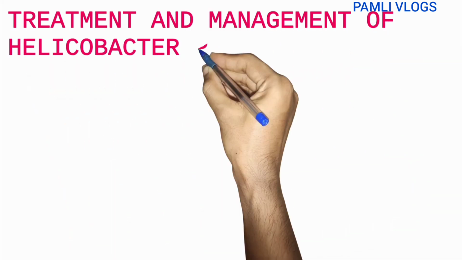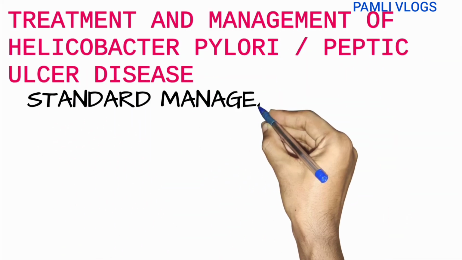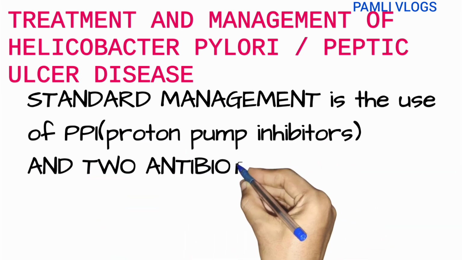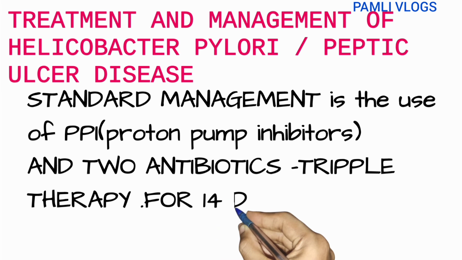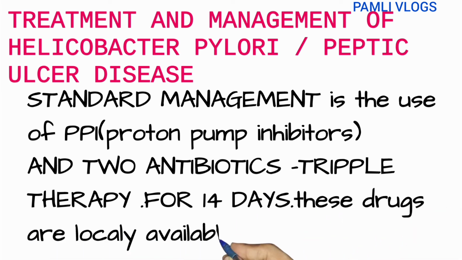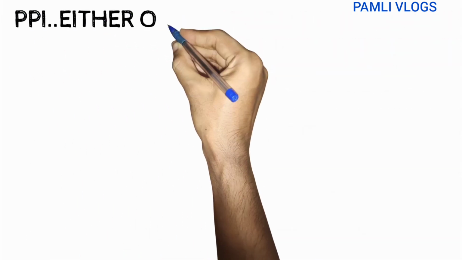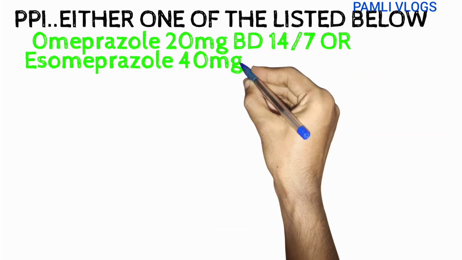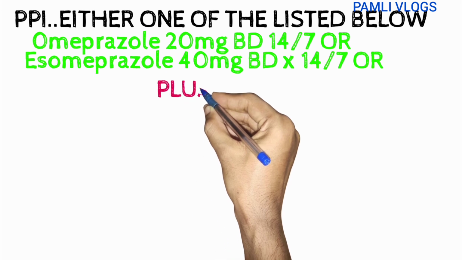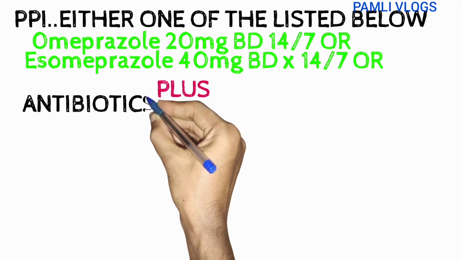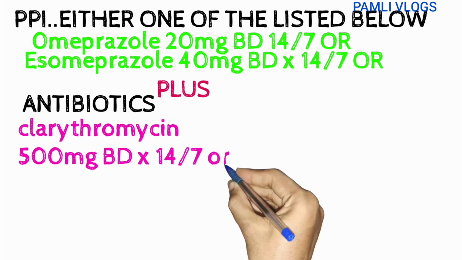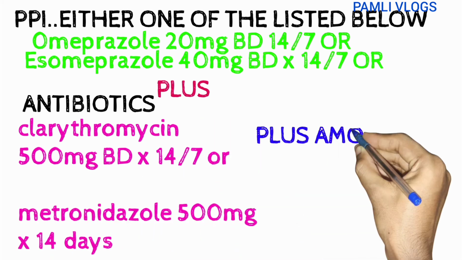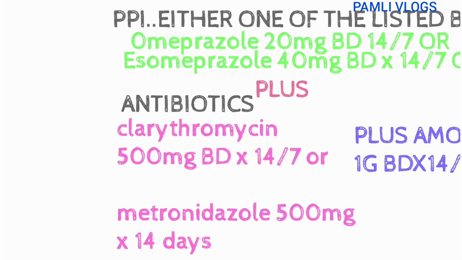Of course, treatment and management of this disease: the standard management is the use of a PPI and 2 antibiotics, that is, proton pump inhibitors plus antibiotics. A period of 14 days is very necessary. So you can use a PPI, either omeprazole 20 milligrams twice a day for 14 days, or esomeprazole 40 milligrams twice a day for 14 days. Antibiotics: clarithromycin, metronidazole plus amoxicillin as indicated.